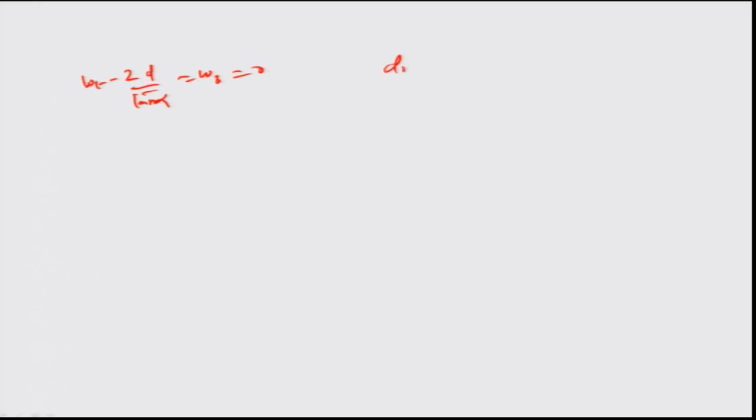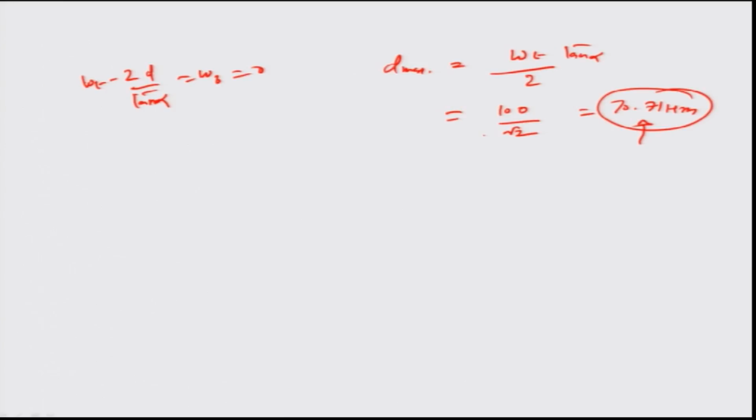So, the D max or maximum depth would be equal to Wt by 2 times tan of alpha. In other words, Wt being 100 microns, this is 2 by tan alpha, which is actually root 2. So, this comes out to be 70.71 microns. So, going up to 70.71 microns would correspond to achieving the maximum D max where both the 111 planes will meet and the etching will stop.